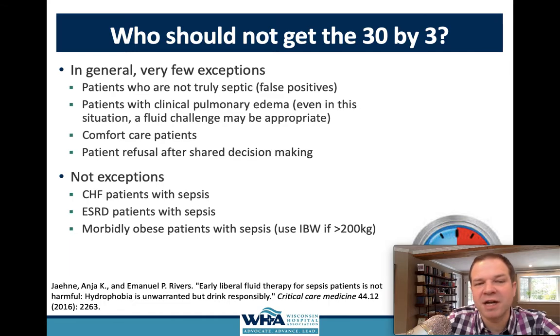These are the ones that are not exceptions. So we do administer the 30 by 3 in CHF patients with sepsis, in end-stage renal disease patients with sepsis, and in the morbidly obese with sepsis. There is a clause, sort of a get-out clause, for using ideal body weight. We recommend that based on the literature if the patient is over 200 kilos. And so your 100 kilogram patient may be obese, but I would still in that case do 30 by 3 based on 100 kilograms, not ideal body weight.